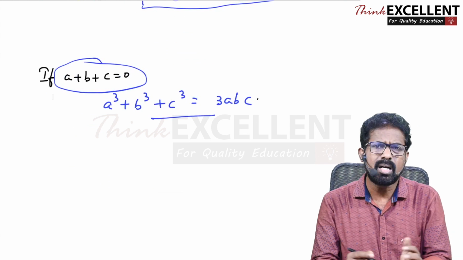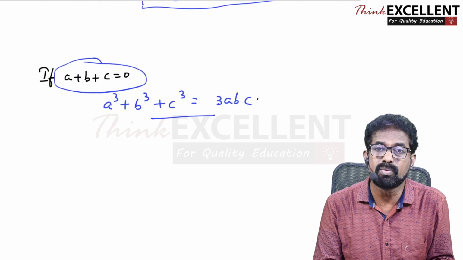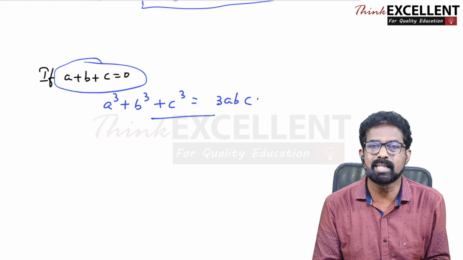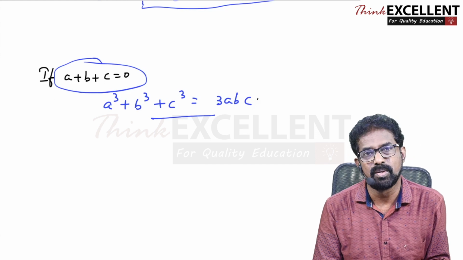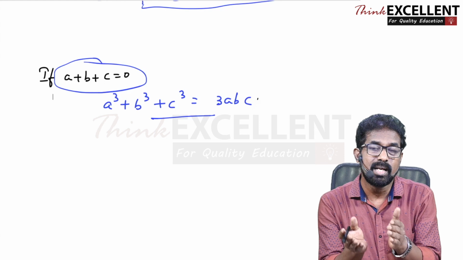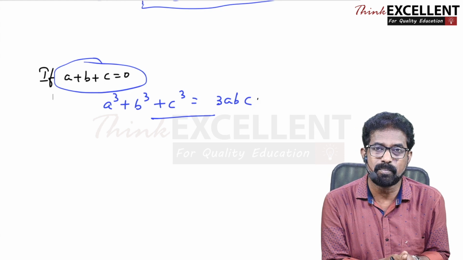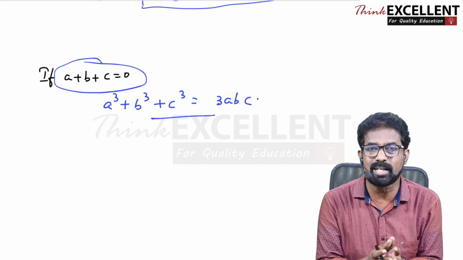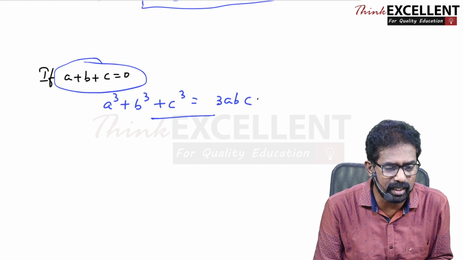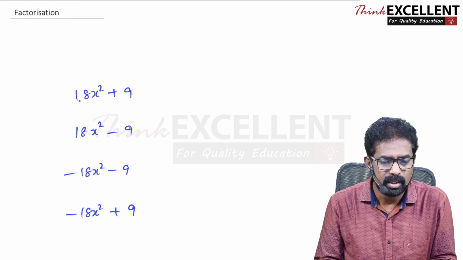Now all these identities are very much useful for factorization. So next let us see how to factorize. But before that, how to take the common value outside, especially when there are plus and minus signs, how to take it out. You have to be very careful. Look at this small example.